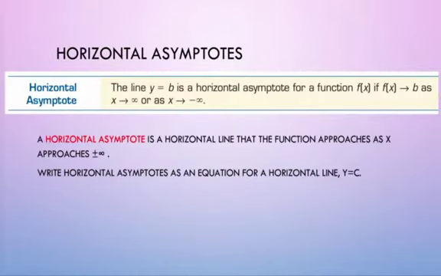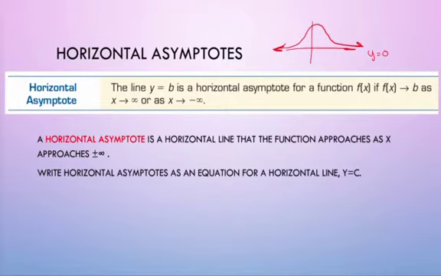Horizontal asymptotes. The line y equals b is a horizontal asymptote for a function f of x if f of x approaches b as x approaches infinity or as x approaches negative infinity. It's a horizontal line that the function approaches as x approaches plus or minus infinity. So if I've got a function that looks like this, I have a horizontal asymptote at 0.